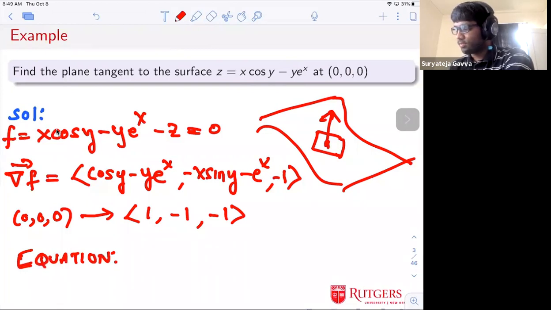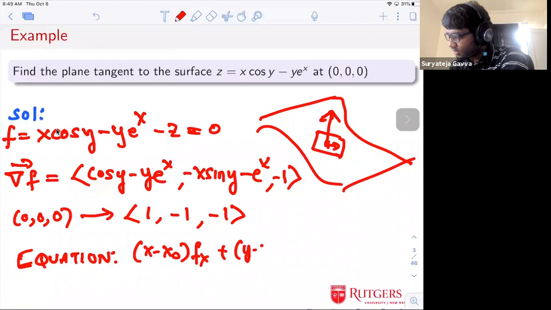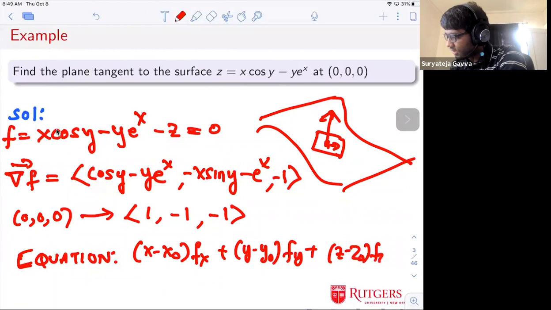We use the property that the gradient vector is perpendicular to any vector in the plane. So that gives you x minus x0 times fx plus y minus y0 times fy plus z minus z0 times fz equals 0. So that's the equation, right? fx, fy, fz is the gradient vector. It's perpendicular to any vector in the plane. x minus x0, y minus y0, and z minus z0 give you a vector in the plane. fx, fy, fz is perpendicular to that vector, so if you take the dot product, you get this equation.